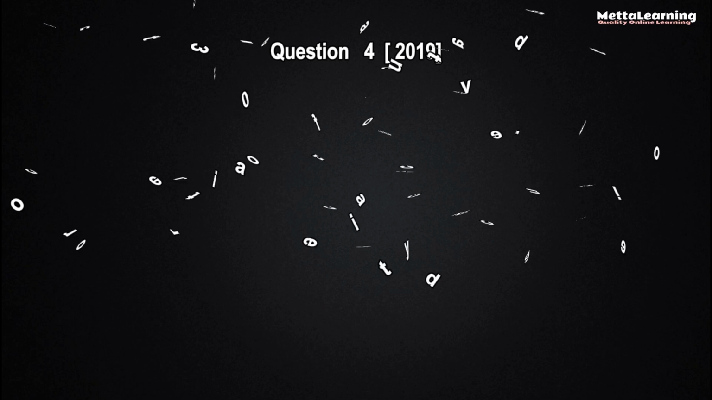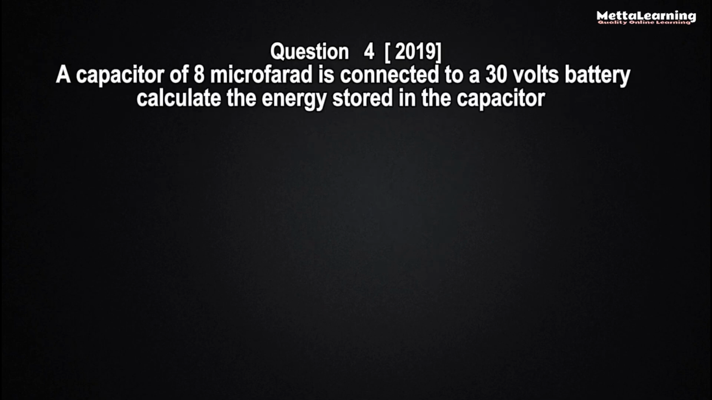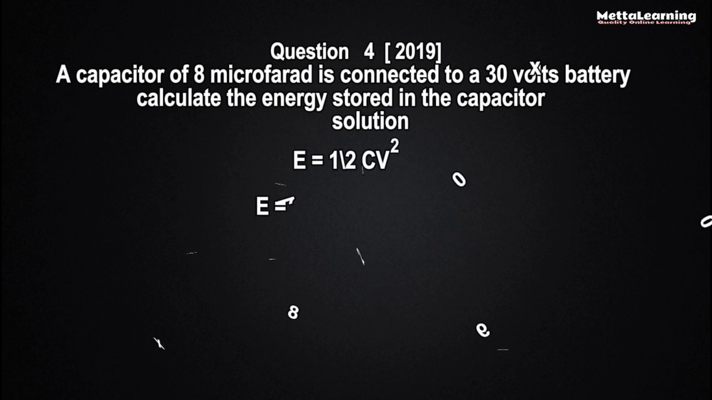The next question we'll be looking at is from the WAEC past question 2019. It says a capacitor of 8 microfarads is connected to a 30 volt battery. Calculate the energy stored in the capacitor. To calculate the energy stored in the capacitor, we use the formula half CV squared. Voltage is 30 and our capacitance is 8 times 10 to the power minus 6.